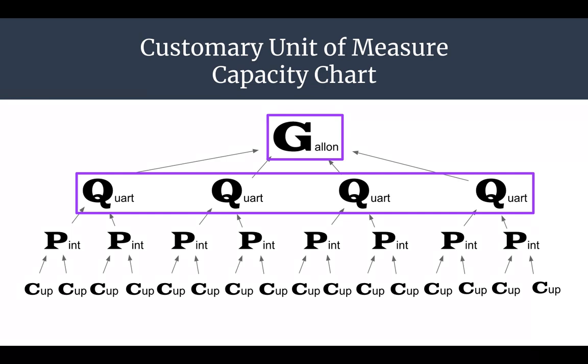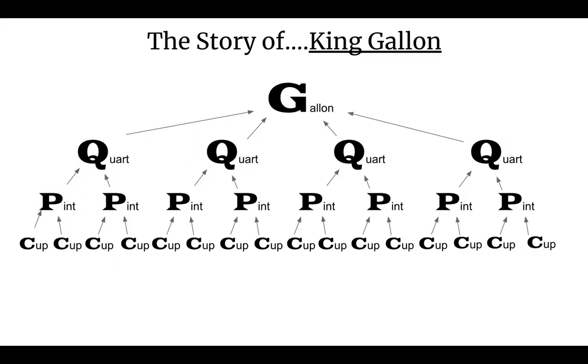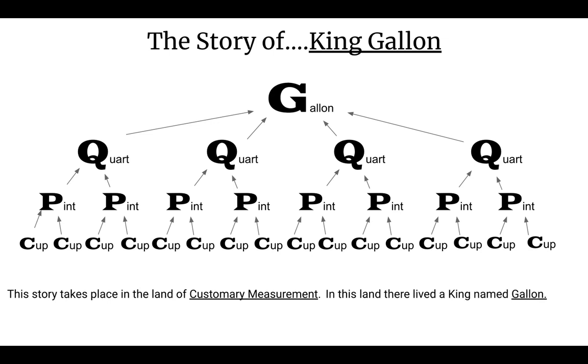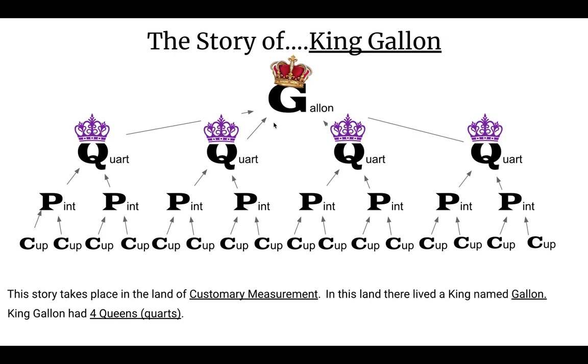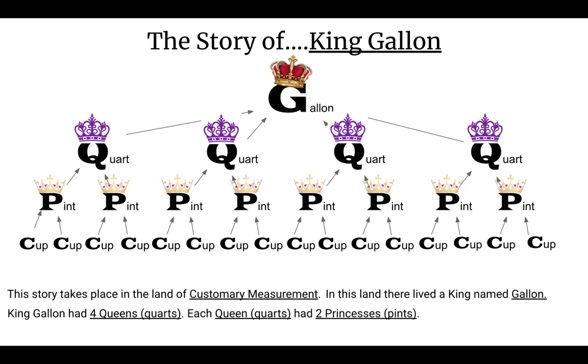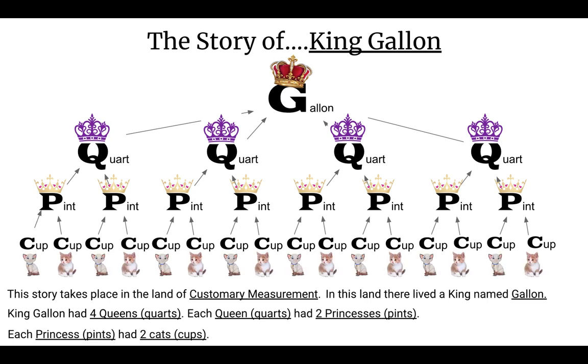Now, another way that we can remember that is the story of King Gallon. This story takes place in the land of customary measurement. In this land, there lived a king named Gallon. King Gallon had 4 queens. Each queen had 2 princesses. Each princess had 2 cats. They all lived happily ever after in the land of customary measurement.